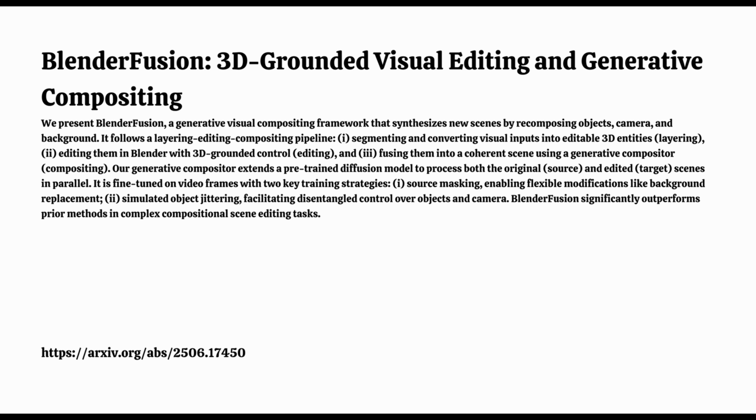First up is layering. That's where it takes visual inputs like images and turns them into 3D entities you can actually edit. Then comes the editing phase. This is where you manipulate those 3D things with really granular control, and typically you do this inside 3D graphics software like Blender. And then finally, there's compositing. This step intelligently fuses everything back together into a coherent, photorealistic final scene, and it uses a generative model for that part. So it's like a digital assembly line almost for images and videos.